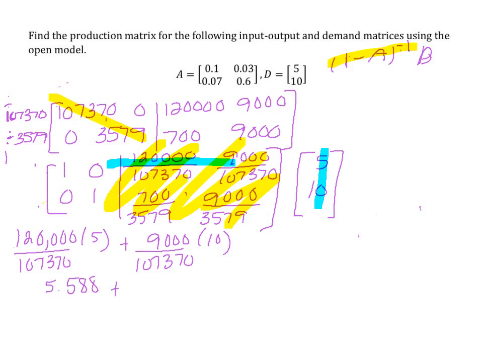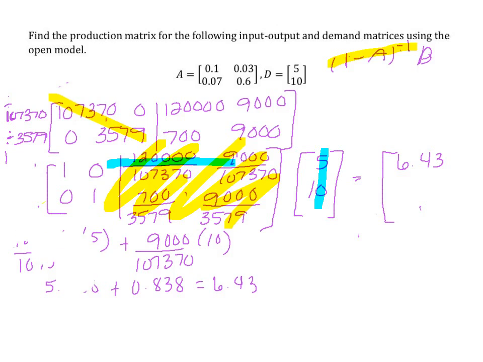Okay? And we're going to add that to, if we take 9,000 times 10, a larger number, divide that by 107,370, we will get a decimal, 0.838. So if we add these two decimals together, we get 6.43. So our production matrix so far is 6.43. Again, we have a 2 by 2 multiplied by 2 by 1 will result in a 2 by 1. Alright, so now we need to do the bottom portion.